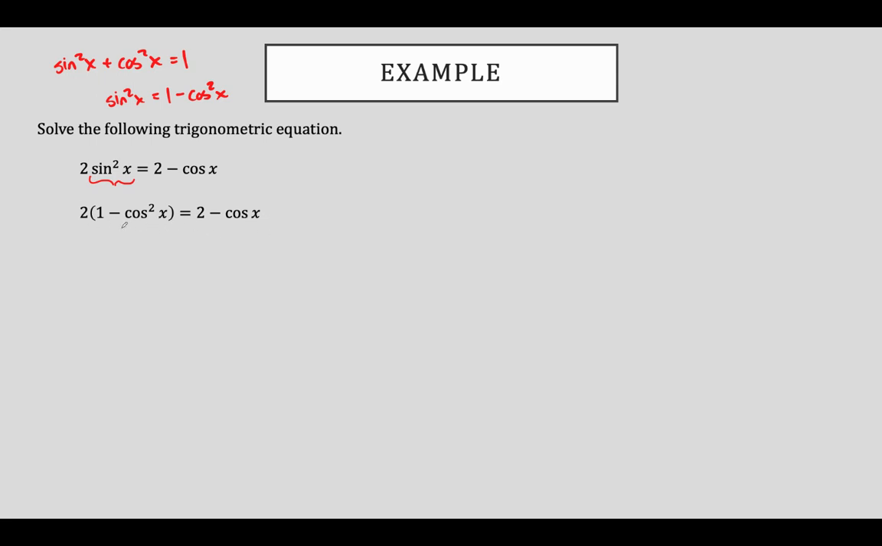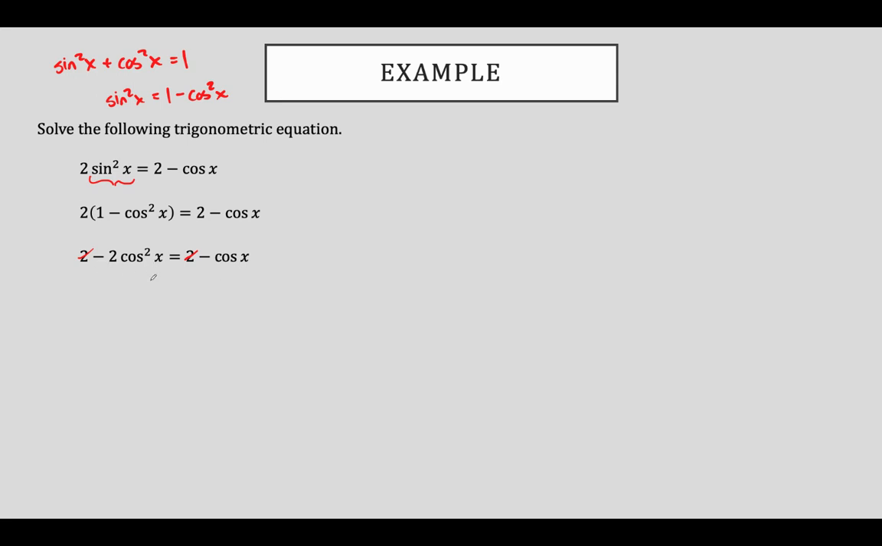So let's continue to do some algebra. Let's distribute here. This 2 is connected by multiplication. We can distribute the 2 through. That gives me 2 minus 2 cosine squared x is equal to 2 minus the cosine of x. Notice that if I subtract 2 from both sides of the equation, these 2's cancel out. And now I've got negative 2 cosine squared x minus a cosine of x. Well, this is actually in the form of a quadratic. What we want to do is set it equal to 0 and factor.